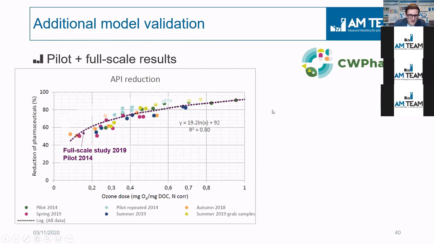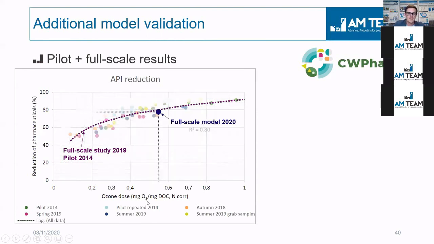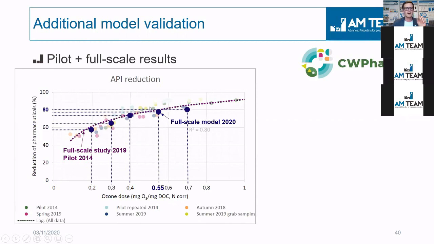So what we have done here is also some additional validation. We have looked at what pilots and full-scale studies said in reality compared to what our model said. So this is the reduction of pharmaceuticals as a function of the ozone dose, DOC based. You can see that our model is nicely capturing the trend, which are the dark blue dots here. You can see that the same pattern is more or less happening. This is the average removal of 8 pharmaceuticals, okay? So on average, for example, with a 0.55 dose, you have around 80% average removal.